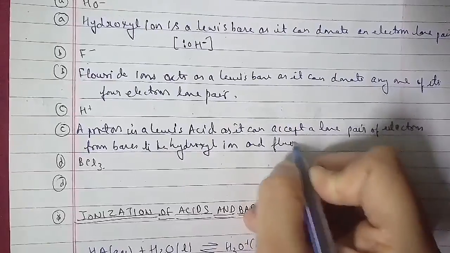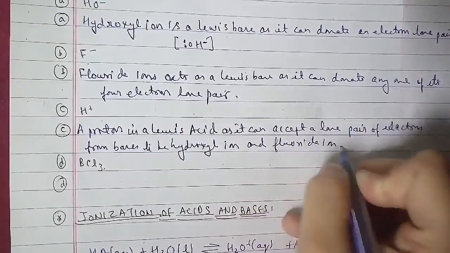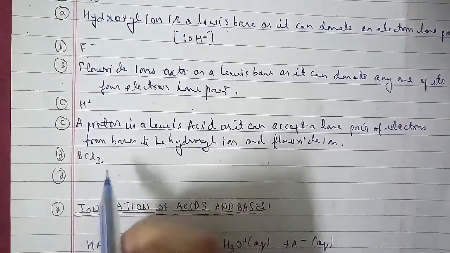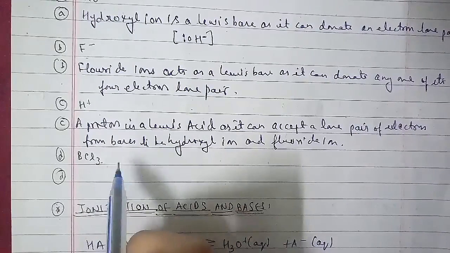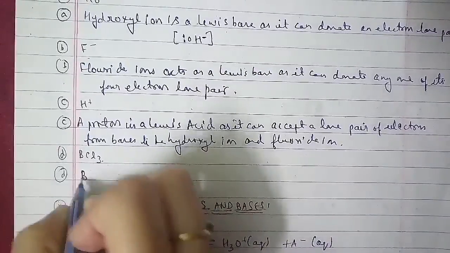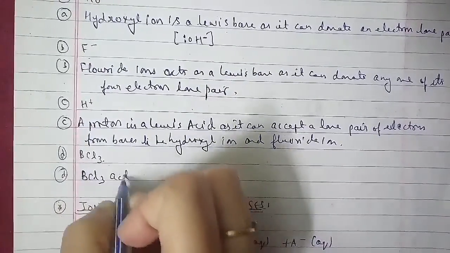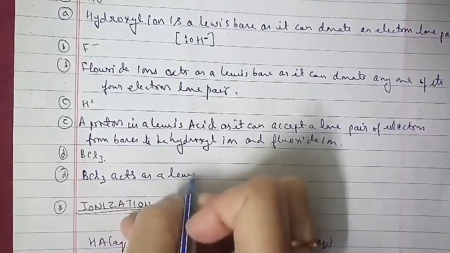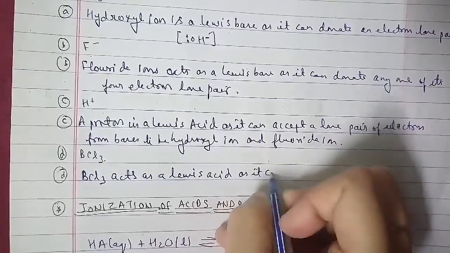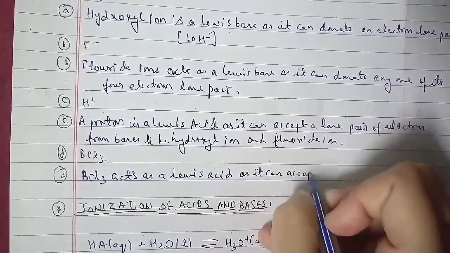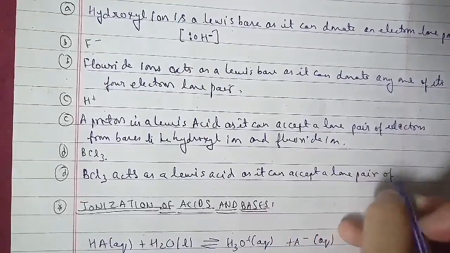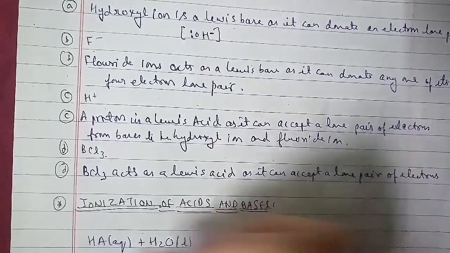BCl3 acts as a Lewis acid, as it can accept a lone pair of electrons from species like ammonia or amine molecules. Now we'll talk about the next heading that we have here, which is the ionization of acids and bases.